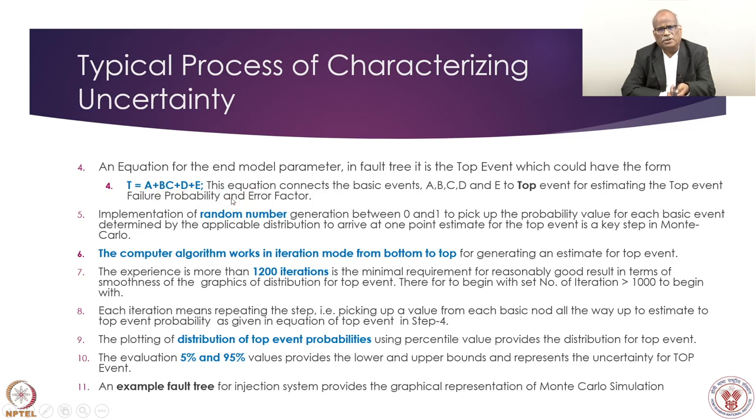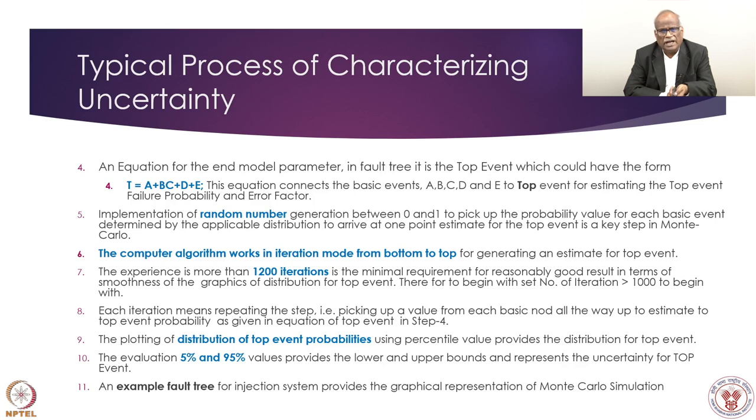Then the second important part is having an algorithm which gives us random number generation between 0 and 1, because this process has to happen randomly. A random process happens because we have a distribution, one value has to be picked up, and one iteration will complete when the value reaches the top and gives the result, and this repeats for all of them. So random number generator is critical to Monte Carlo simulation.